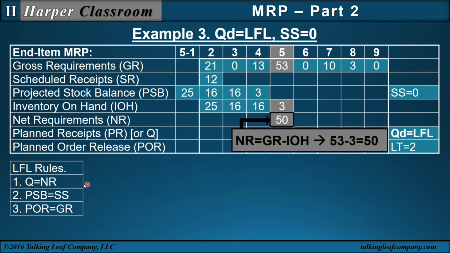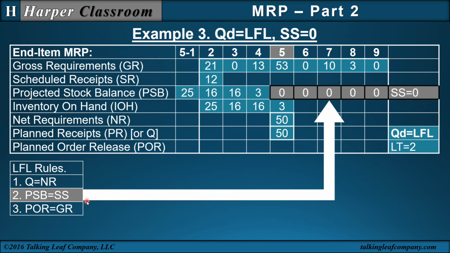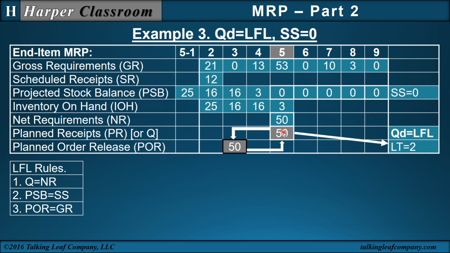Now we come to the first LFL rule. When you find the first non-zero net requirement, the lot size Q is always equal to the net requirement. LFL rule number 2. Once you've determined that first lot size, then the projected stock balance from that point on is always equal to the safety stock. Well, now we can compare our lot size with a lead time, come back to, and have a planned order release of 50, which will generate a planned receipt of 50.